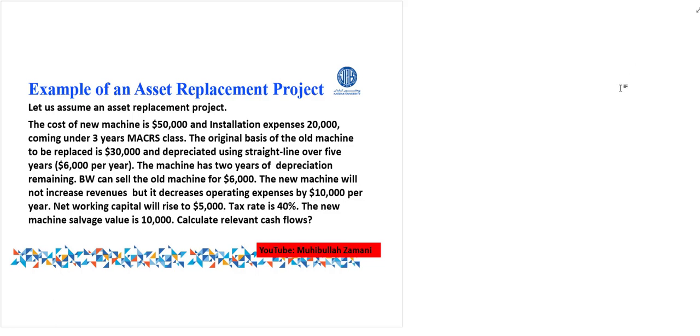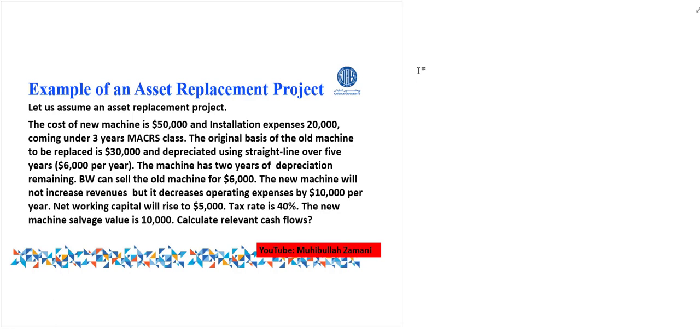In this video, I want to solve one example from an asset replacement project. If you remember, in the previous videos we solved three examples of asset expansion projects. An expansion project simply means to increase the number of assets and not sell the old one.